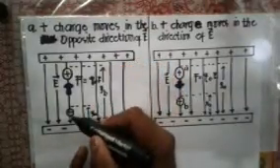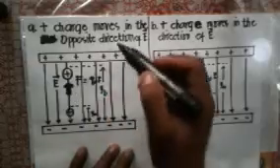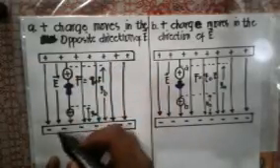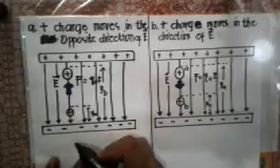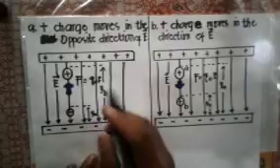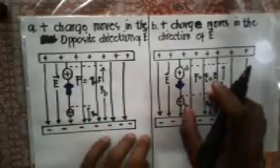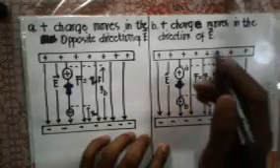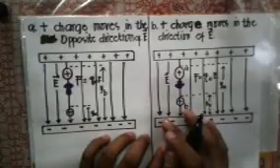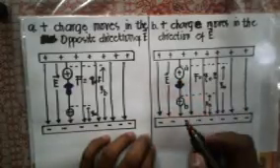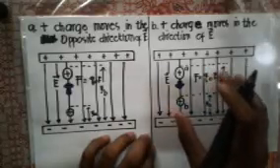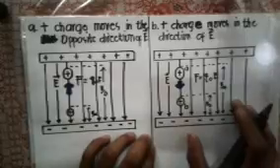So in A, our charge is moving upward and our electric field is moving downward. So what happens is that our field does negative work on the charge, and then our potential energy increases. Now in B, our charge, since it is moving along with the direction of our electric field, then our electric field is doing a positive work on the charge, and then our potential energy decreases.